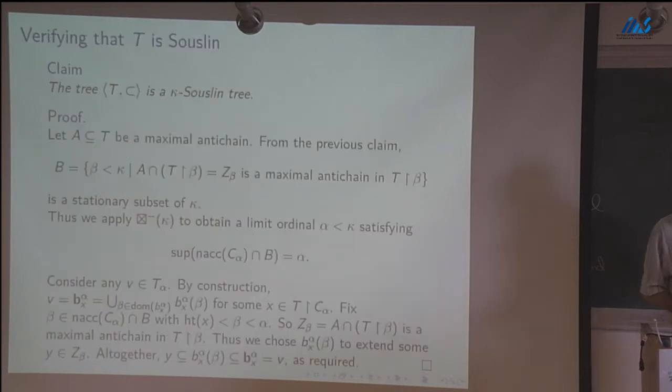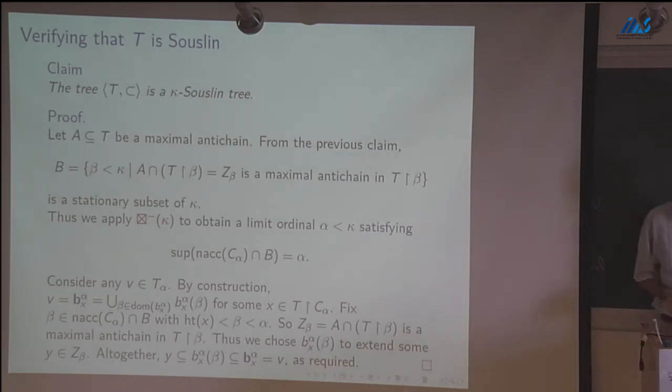What do we do with that? We are going to use that to prove the tree is a Souslin tree, a kappa-Souslin tree. So start with an arbitrary antichain. We want to show that it's not too big. From the previous claim, we've just said that set B is stationary. So now we apply our principle, the box times minus principle.